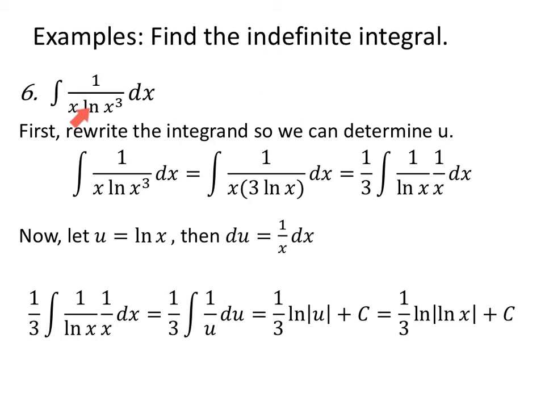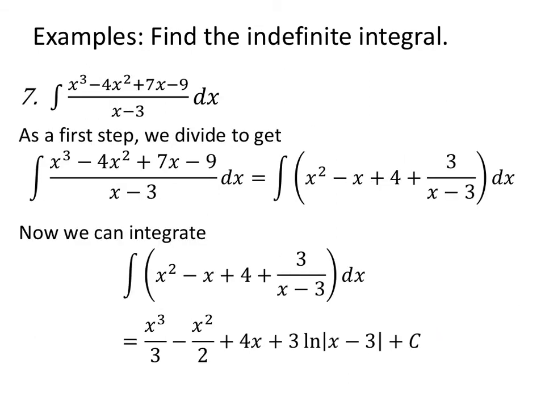this is 1/3 the integral of 1 over u du. Something super complex becomes super easy. This is 1/3 natural log of absolute value of u plus c. And of course, we'll reverse our substitution, doing substitution twice, once to make the integrand easier, and at the end to go back to the original variable. This is 1/3 natural log of the absolute value of the natural log of x plus c.